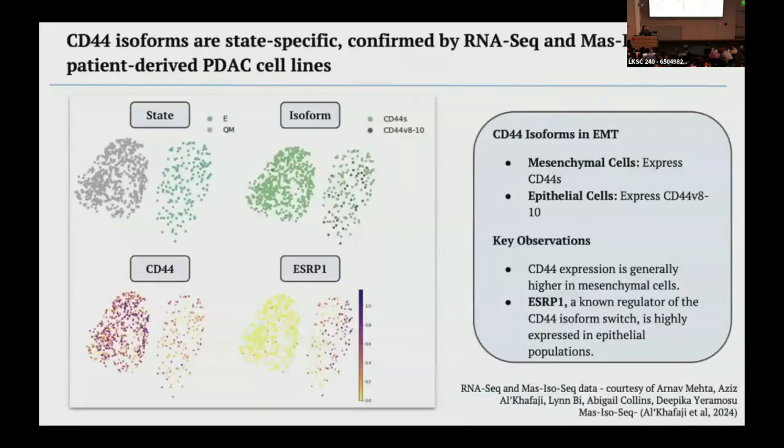Our analysis identified that the standard CD44S and a variant with additional exons 8 through 10 were present in our data, where CD44S was the most common form, but the variant was mostly in the epithelial states. CD44 expression was also overall higher in the mesenchymal compartment, and we saw ESRP1, which is a known regulator of this isoform switch, expressed in the epithelial population. So we show that CD44V isoform is primarily present in the epithelial states, and in this specific cell line, it included the exons 8 through 10.